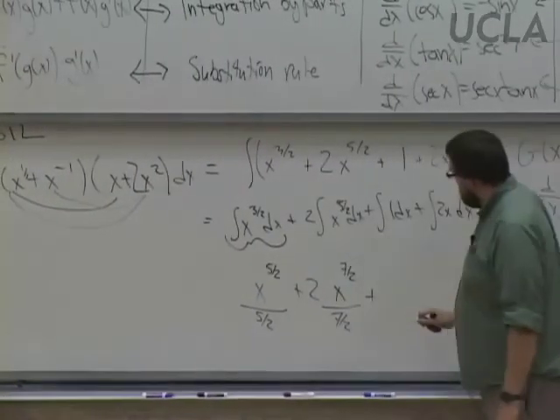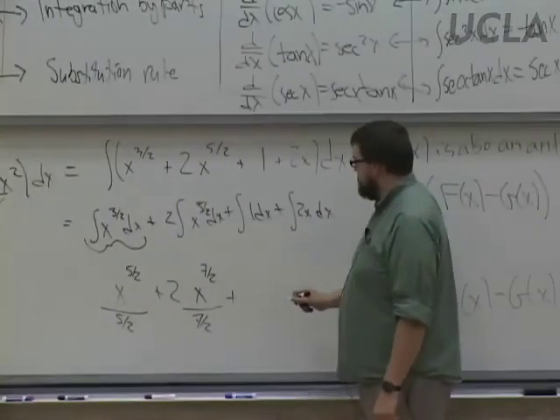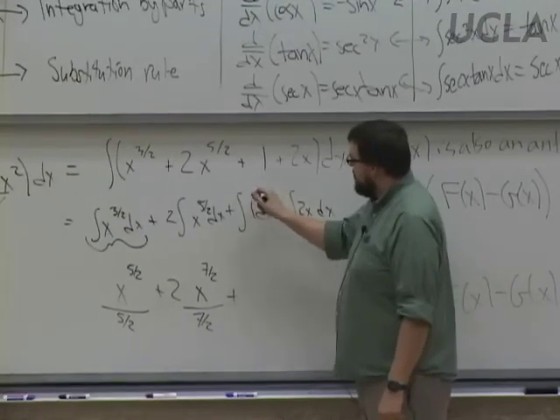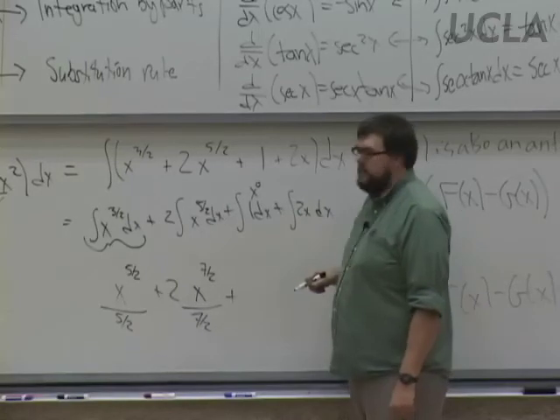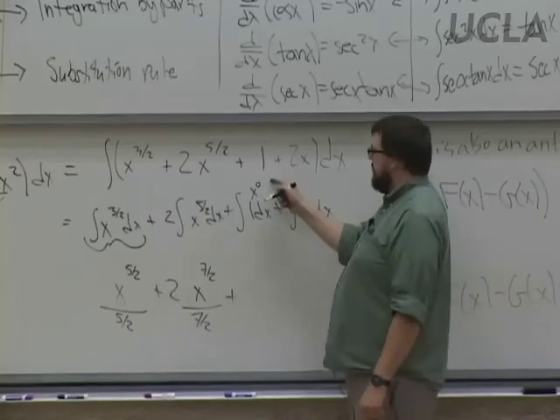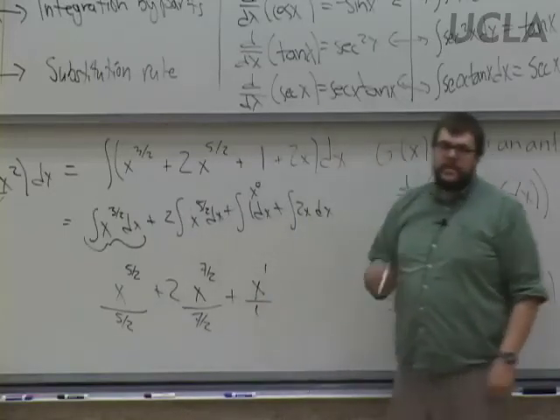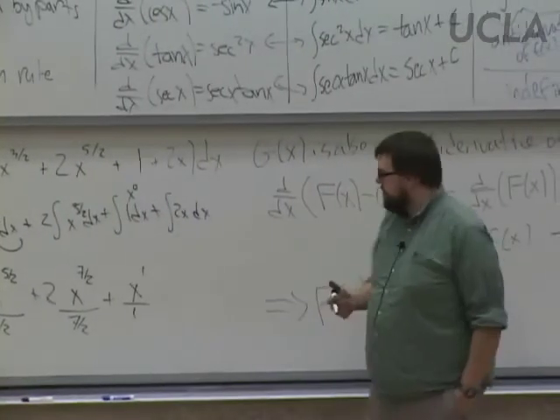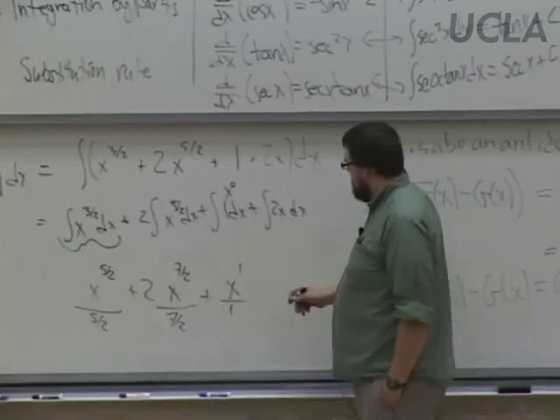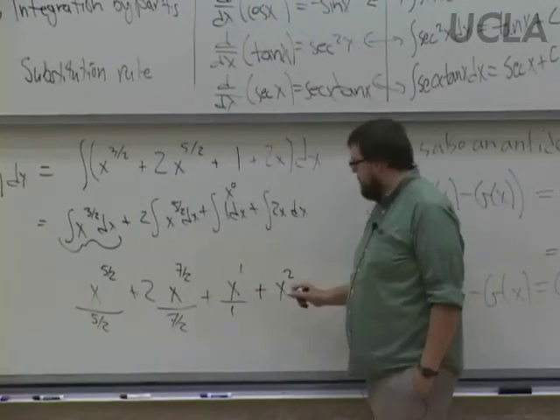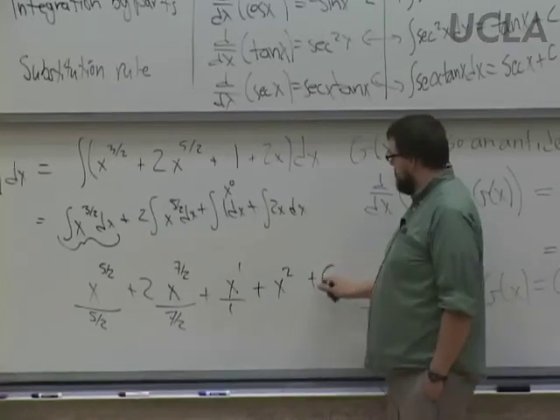Plus the integral of 1 dx. Well, what's the integral of 1? You can think of 1 as the same as x to the 0, if you like. And then if you add 1 to the exponent, you get x to the 1 over 1. So the antiderivative of 1 is now x. And the antiderivative of 2x, well, we already saw that. That was x squared. And finally, at the very end, we put a constant.